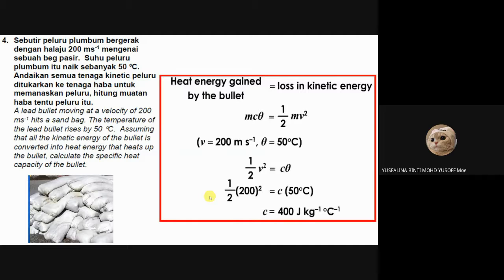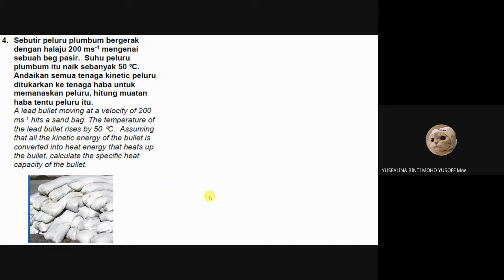Okay, for number 4, it says a lead bullet moving at the velocity of 200 meter per second hits a sandbag. The temperature of the lead bullet rises by 50 degrees Celsius. Assuming that all the kinetic energy of the bullet is converted into heat energy that heats up the bullet, calculate the specific heat capacity of the bullet.